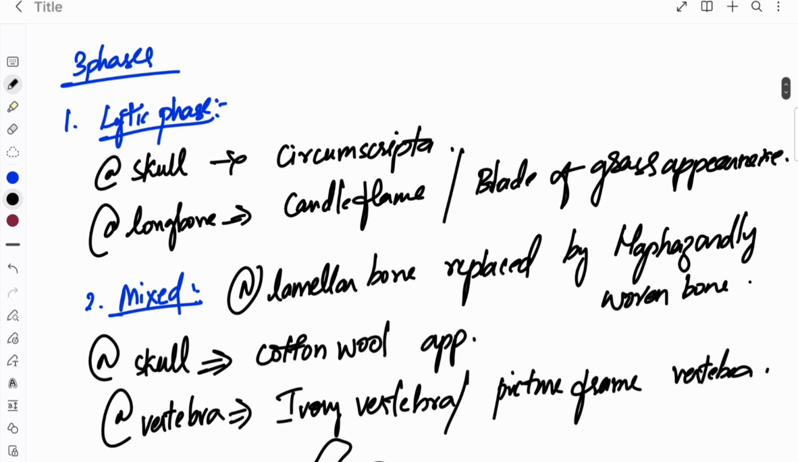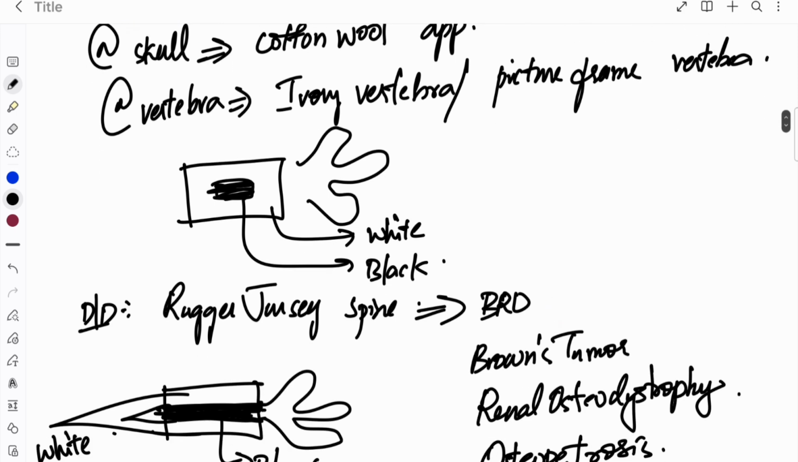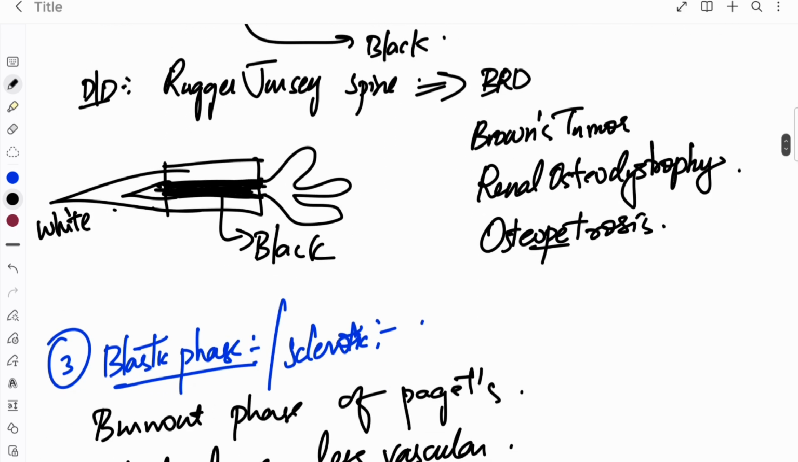It has three phases: lytic phase, mixed phase, blastic phase. So, the lytic phase is seen in the skull, known as osteoporosis circumscripta. In the long bones, we see the candle flame or the blade of grass appearance. In the mixed phase, normal lamellar bone is replaced by haphazardly arranged woven bone. In the skull, we see the cotton wool appearance because of the osteoblastic new bone formation. In the vertebrae, we can see the ivory vertebrae or the picture frame vertebrae. Picture frame vertebrae, center will be black, peripheral will be white. And the differential diagnosis is the rugger jersey spine. Here, the central black is present. Adjacent areas are sclerotic, which is white color. So, rugger jersey spine is seen in brown tumor, renal osteodystrophy, and also osteopetrosis.